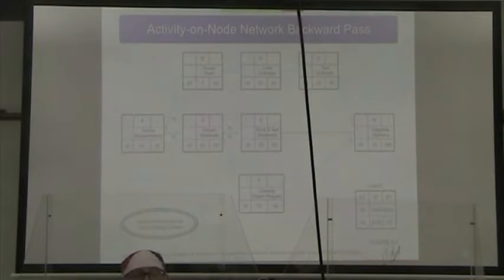Then we're going to do our backward pass. From the forward pass, we started at the low end and went to the high end. In this case, we're going to go the other way. Our early finish time for the project becomes our late finish time on the last activity. You well remember that was 100, so now our late finish time is 100.